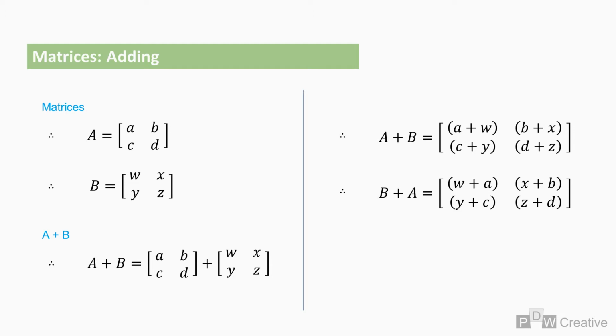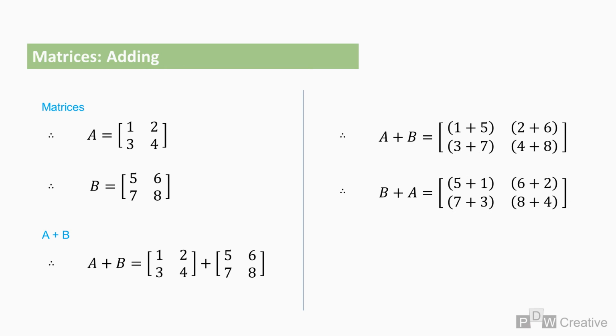If we were to try to find b plus a, as opposed to a plus b, the order changes slightly. This again is less important in adding matrices, but more important in other equations such as multiplication. Let's put in some figures to show this. So a plus b gives us a 2 by 2 equation as shown, whereas b plus a gives us the same result.